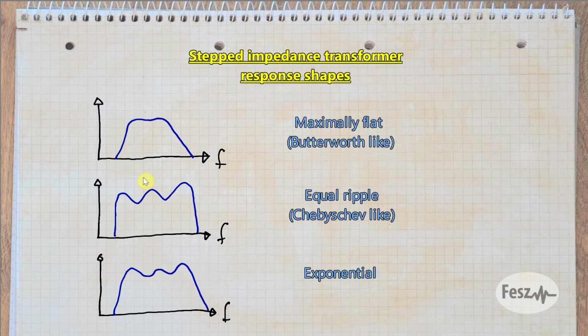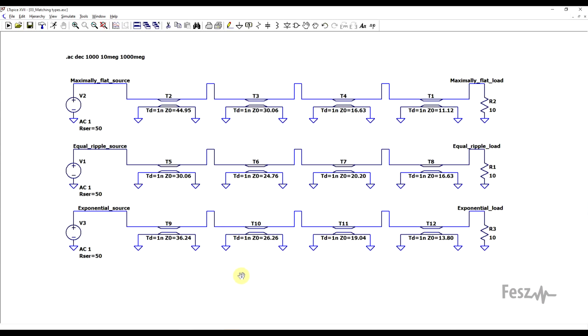The equal ripple is the most ripply, but also has the steepest response, while the exponential is a sort of compromise in between the two. It has a bit of ripple, but it's also steeper than the maximally flat. To highlight these, I calculated a set of examples that transform 50 ohms into 10 ohms using 4 pieces of transmission line. Now, the exact line impedances in each case are different, and thus our response should be different.